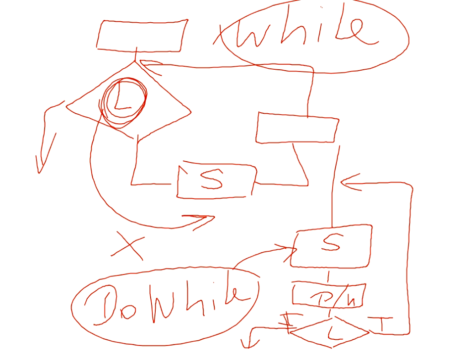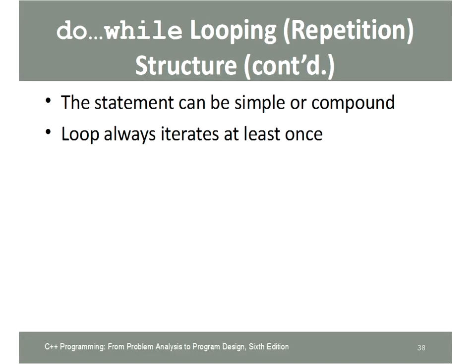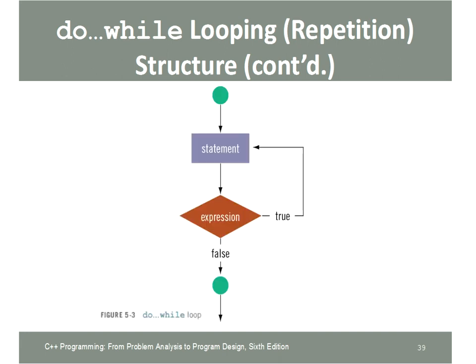So the do while loop is a post-test. So we are testing after we at least ran the statements, the body of the loop, at least one time. And that's what this is for. Otherwise, it's the same kind of structure, but it will iterate at least once. Okay. So we're going back to the statement, and the statement is executed.